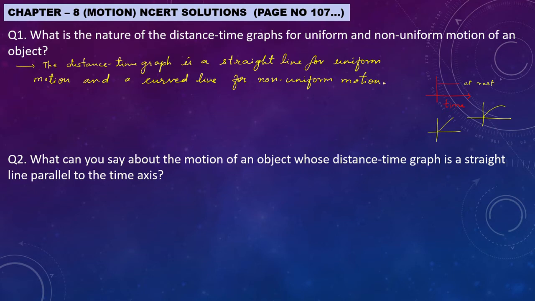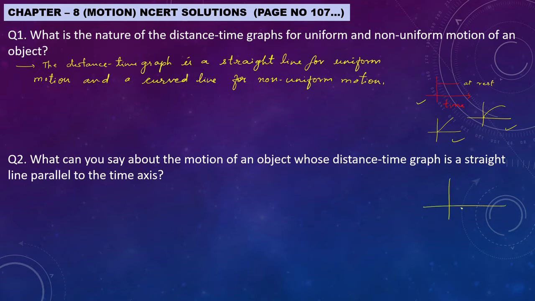Okay, you can draw these two curves also with this. This is the distance time graph. Now we'll go for question number 2. What can you say about the motion of an object whose distance time graph is a straight line parallel to the time axis? Already we discussed this.